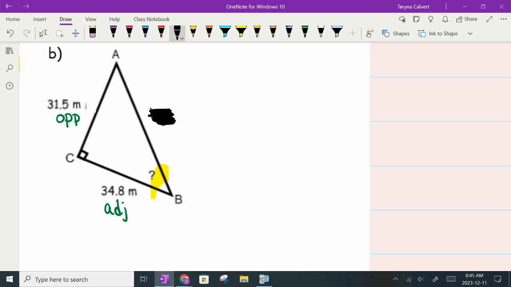So then opposite and adjacent is which trig ratio? Tan, you betcha. So we're going to use tan. So tan theta equals opposite over adjacent. I keep rewriting the formula so you guys can see it. I don't need to see this on your quiz or your assignments.